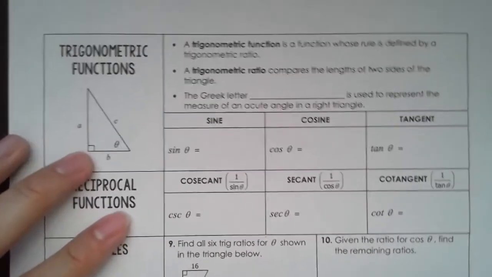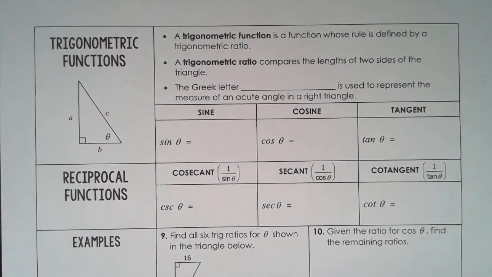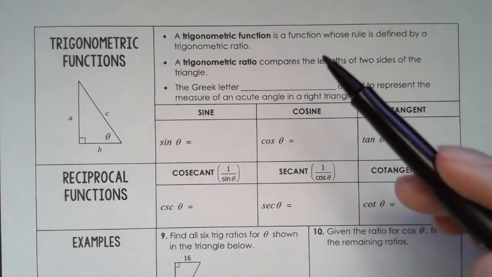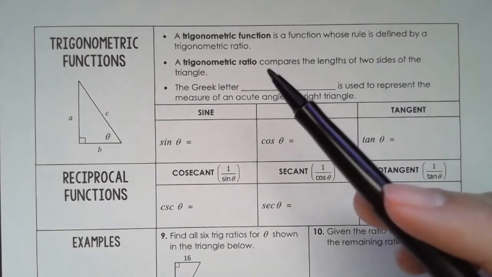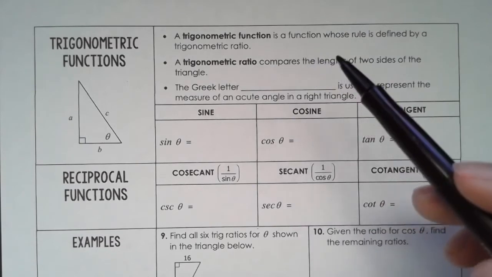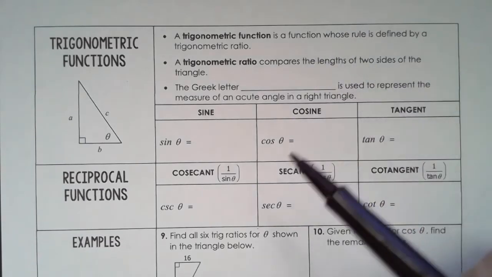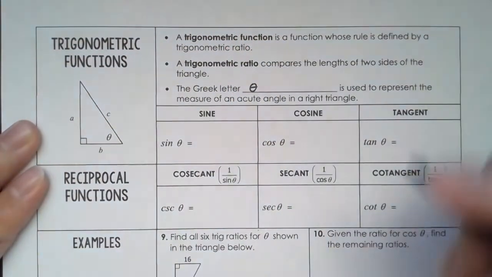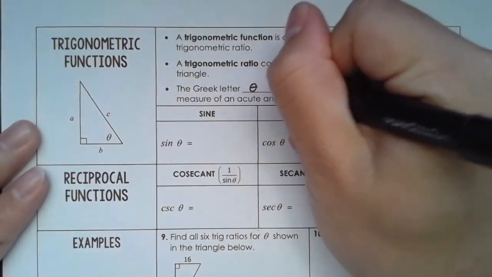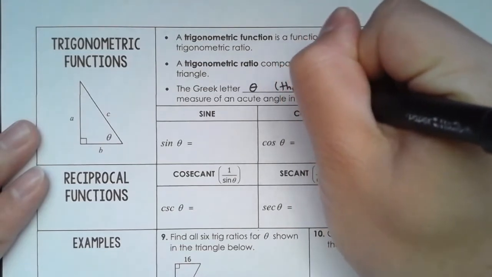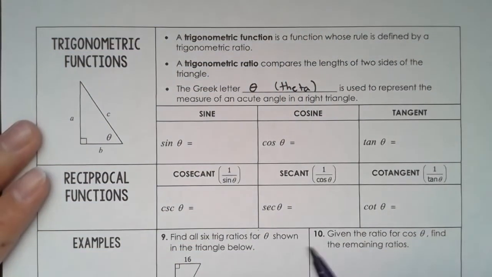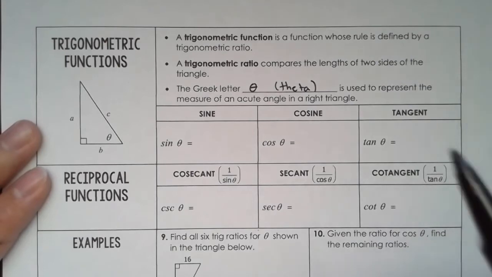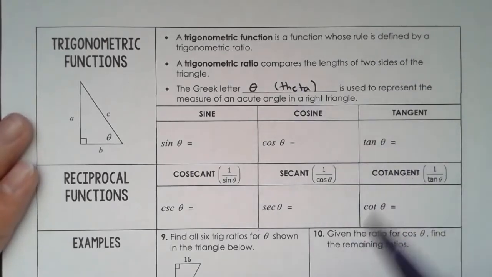Moving on to the next one, some new stuff, some semi-review stuff. A trigonometric function is a function whose rule is defined by a trigonometric ratio. A trigonometric ratio compares the lengths of two sides of a triangle. The Greek letter theta, pronounced theta, is used to represent the measure of an acute angle in a right triangle.